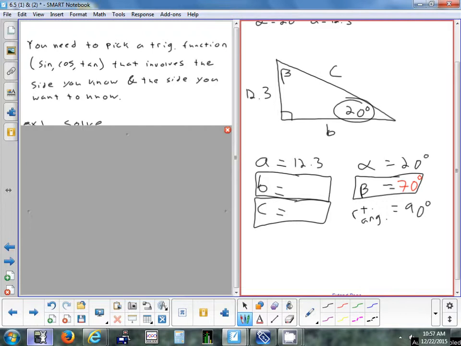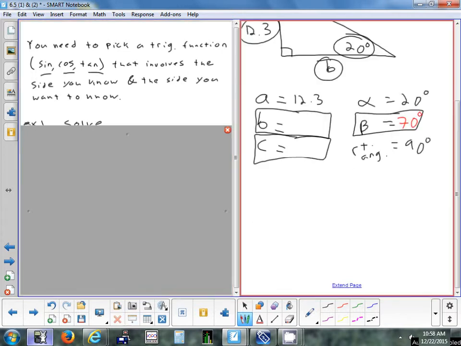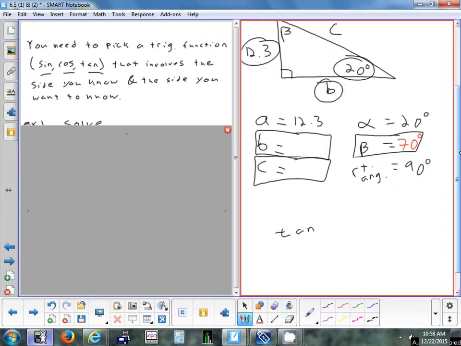Okay, I'm going to use the 20-degree angle. I'm going to use the side that I know. And I'm going to try to find one of the two sides I don't know. We could do either one. Let's just start with B. Okay, now we just have to figure out the names of these two sides using the terms opposite, adjacent, or hypotenuse. Okay, what's 12.3? Opposite. How about B? Adjacent. Now think which one of the three trig functions has opposite and adjacent in it? Tangent. So we're going to set up our equation. Tangent of, what's my angle? Alpha. Alpha, which is 20, equals.